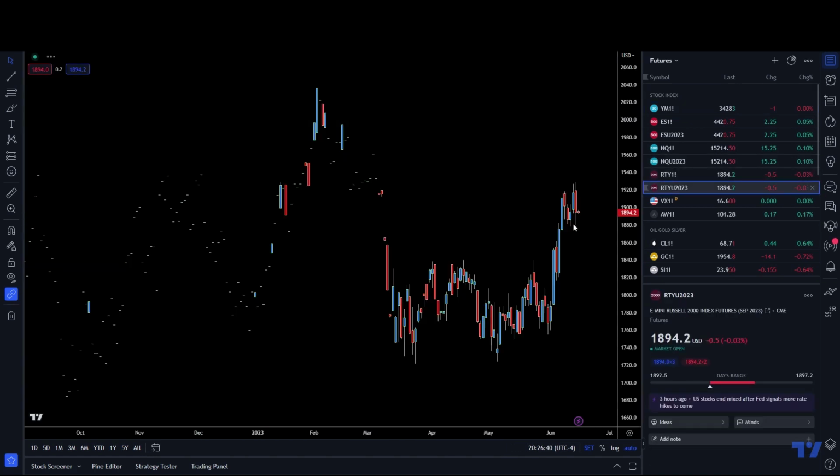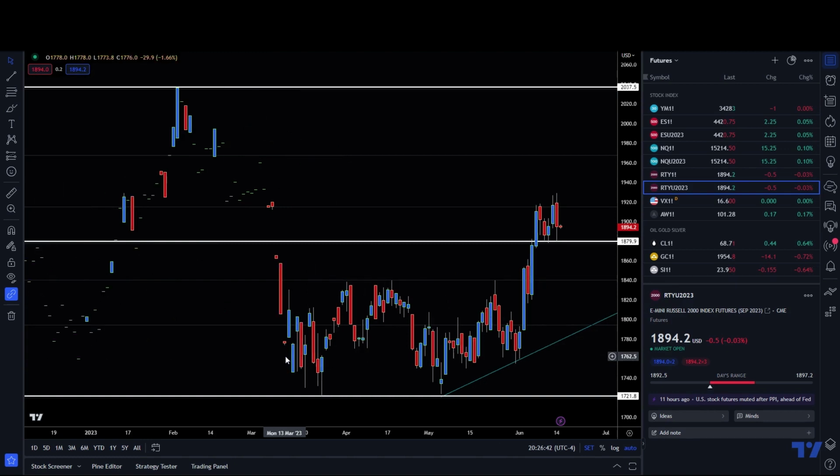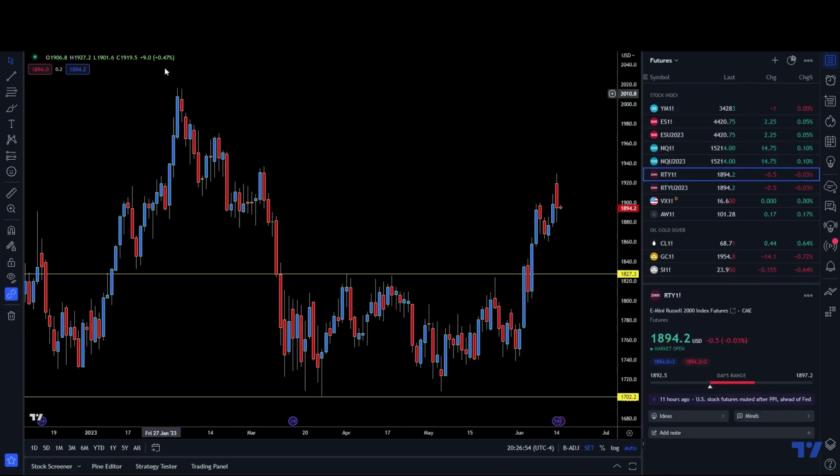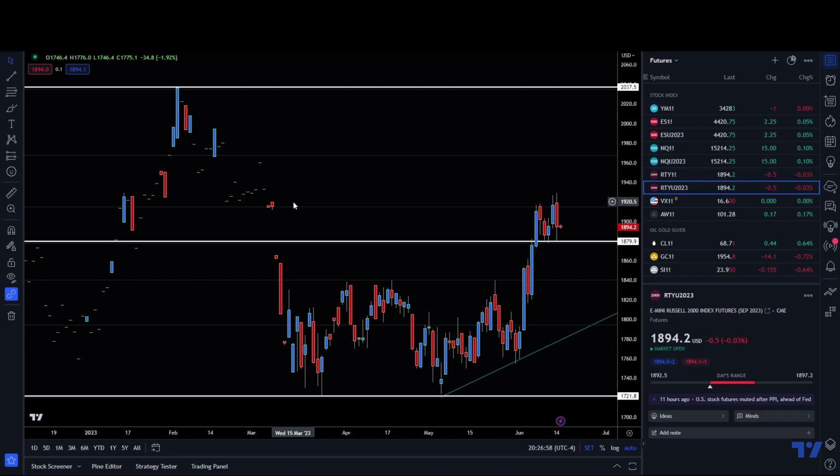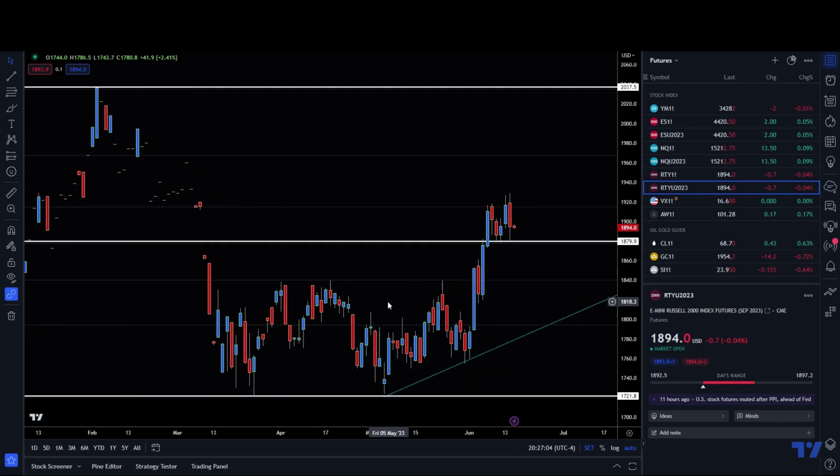On the Russell, for example, here's the high for the year, here's the low for the year. Now it did break above the 50% level, right? But it's nowhere near the high, which is up here. Or sorry, the high's up there, like 2000 something, right? So if the Russell gets back up here, then I'll readjust it again, and that's what you do. You just stay on top of your levels.